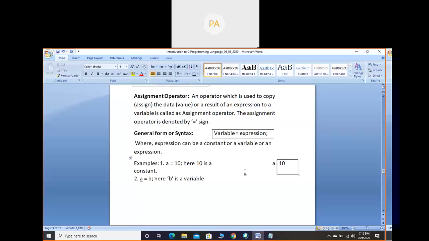So others can copy if you are comfortable with the assignment operator. Otherwise, you can wait for 2-3 minutes. Let me finish it.